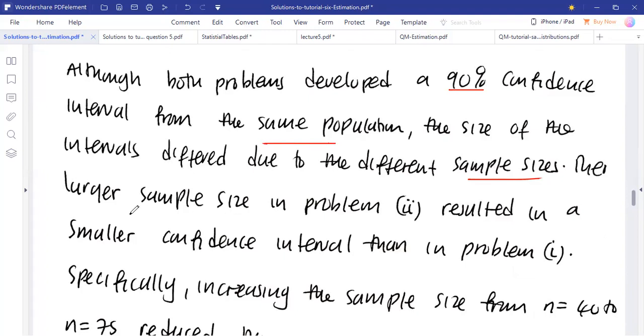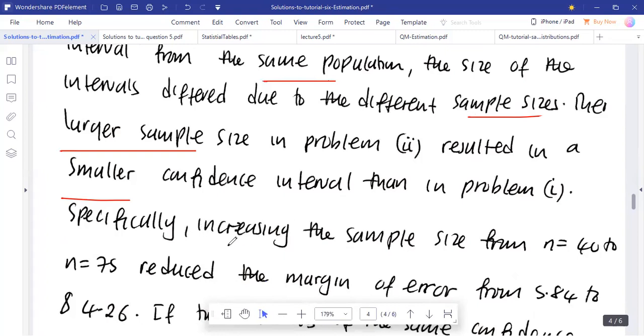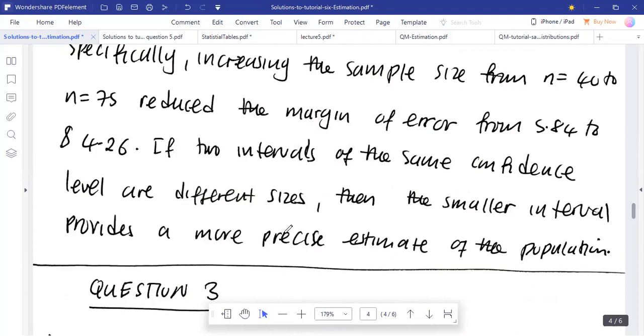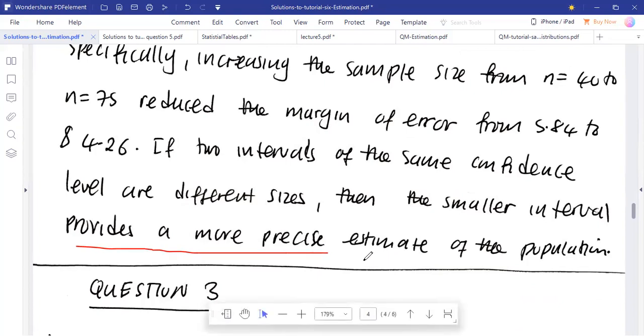So you notice that with the larger sample size, in the second part of the problem, the confidence interval was smaller. Where we had the smaller sample size, the confidence interval was wider. So this is precisely where we conclude that if intervals of the same confidence level have different sizes, then a smaller confidence interval is more precise. It's a more precise estimate of a population.